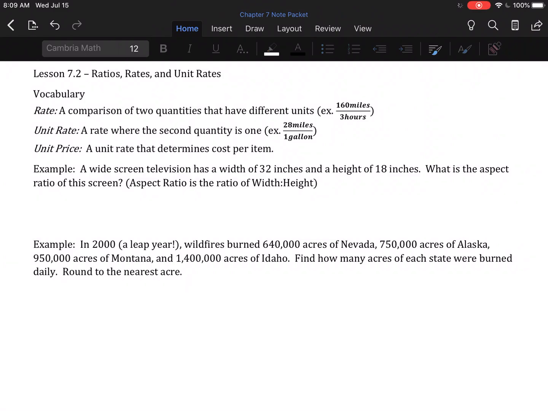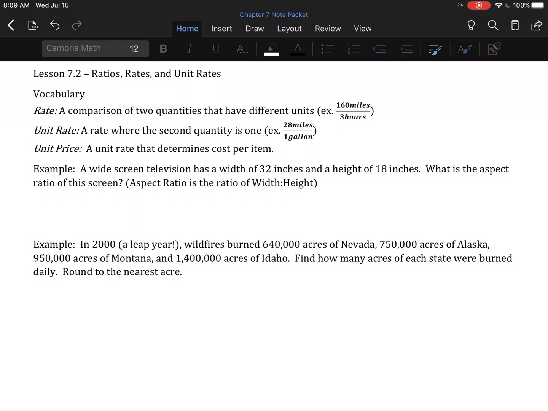Okay, 7.2, ratios, rates, and unit rates. A rate is a comparison of two quantities that have a different unit. For example, 160 miles in 3 hours. That's a rate. A unit rate is a rate where the second quantity is 1, like 28 miles in 1 gallon.